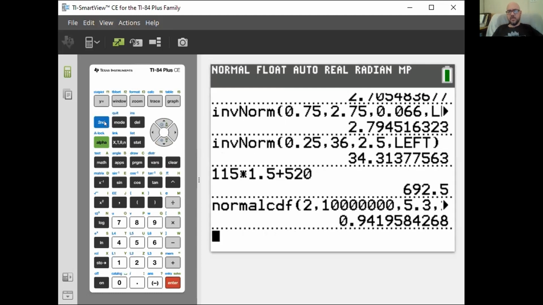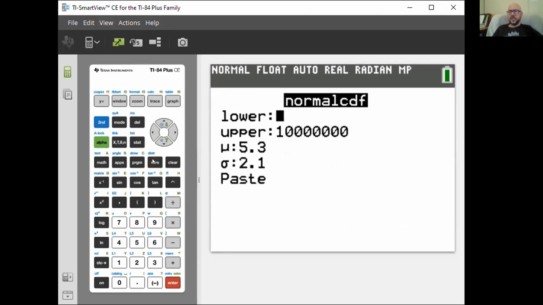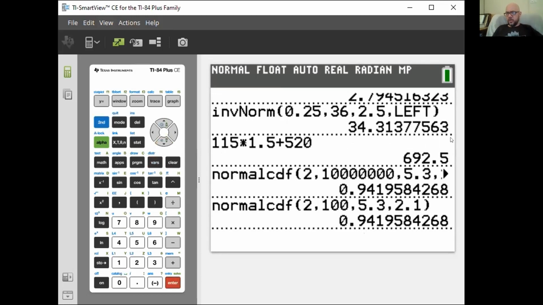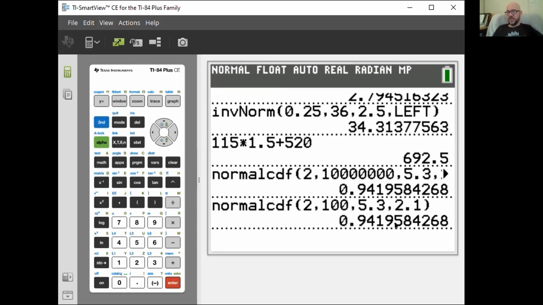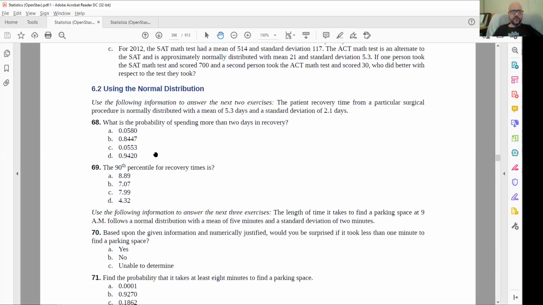So if I came back and did that with just 100 instead of whatever 100 million I used, let's see what happens. Notice it's the same to 10 decimal places. So you don't have to go nearly as crazy with the zeros to get something that's basically infinity as far as this calculation is concerned. So 94.2% is what we're looking at here. I think that's one of the answers. Yeah, it's D. So the answer is D.